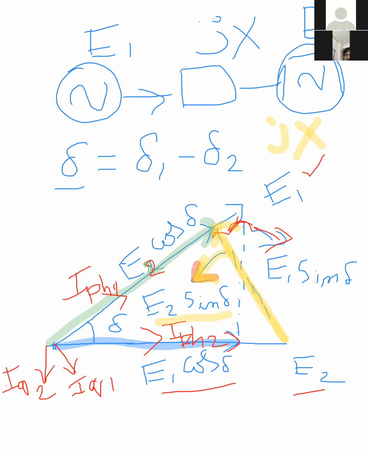E2 sin delta divided by Jx gives rise to a current which lags by 90 degrees. We are dividing by Jx, remember, impedance is Jx. So with J in the denominator, that value lags by 90 degrees. So here you will have IP1, and IP1 is equal to E2 sin delta by X. That you have to understand.